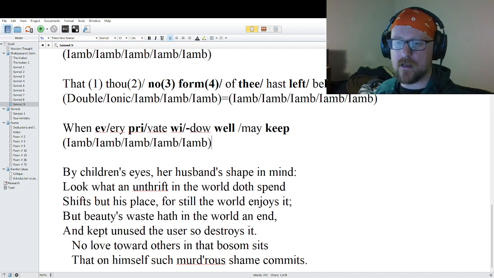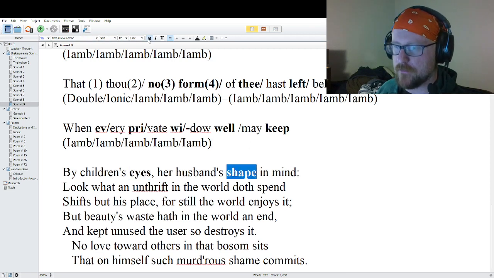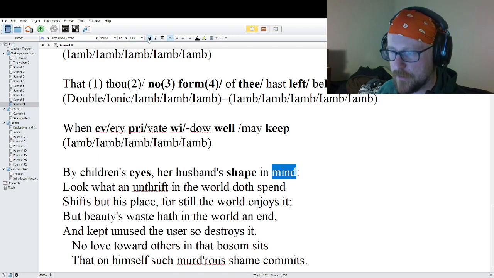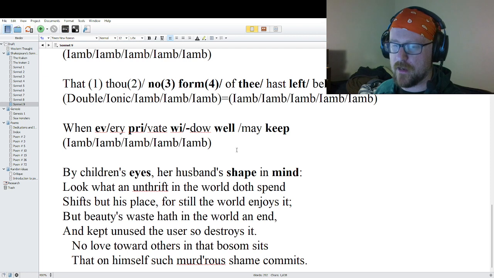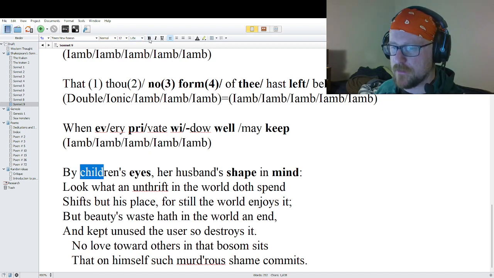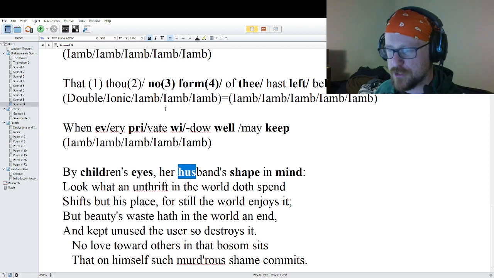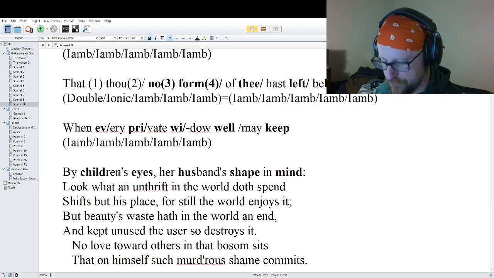All right, guys. Next line. By children's eyes, her husband shapes in mind. Okay, guys. So step one, highlight all the important monosyllable words. Well, first we have eyes, cool. Then we have shape, right, which is another noun. Then we have another noun in mind, so we've got that. And then step two. We have two multi-syllable words, so let's hit the primary stress. It's child in children, yep. And then the hus in husband, cool. It should be obvious by now, but do we have anything that gets promoted? No. So then if you just break it apart, right?